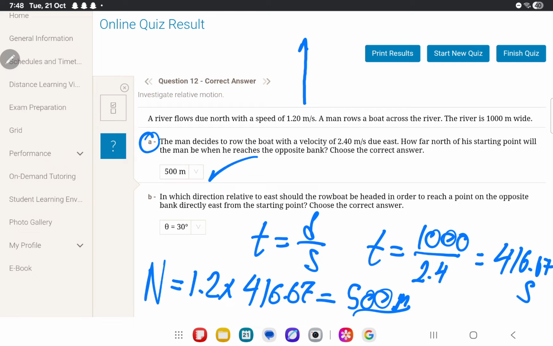Because imagine it, you're sailing a boat, you're trying to get from here to here, but this river is pushing on you, so you'll actually go somewhere here, right? So it's each second it's pushing on you.